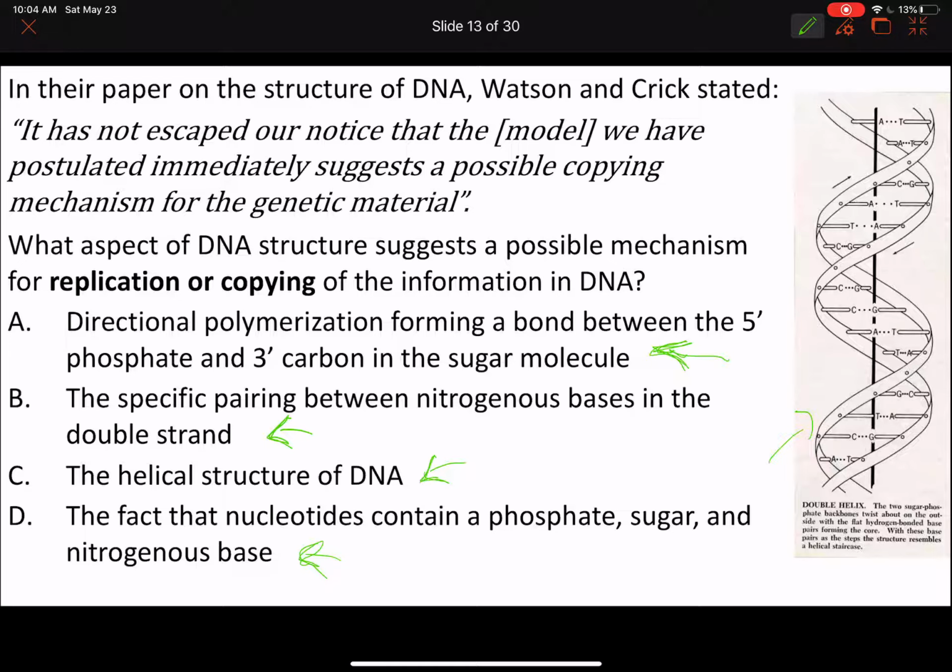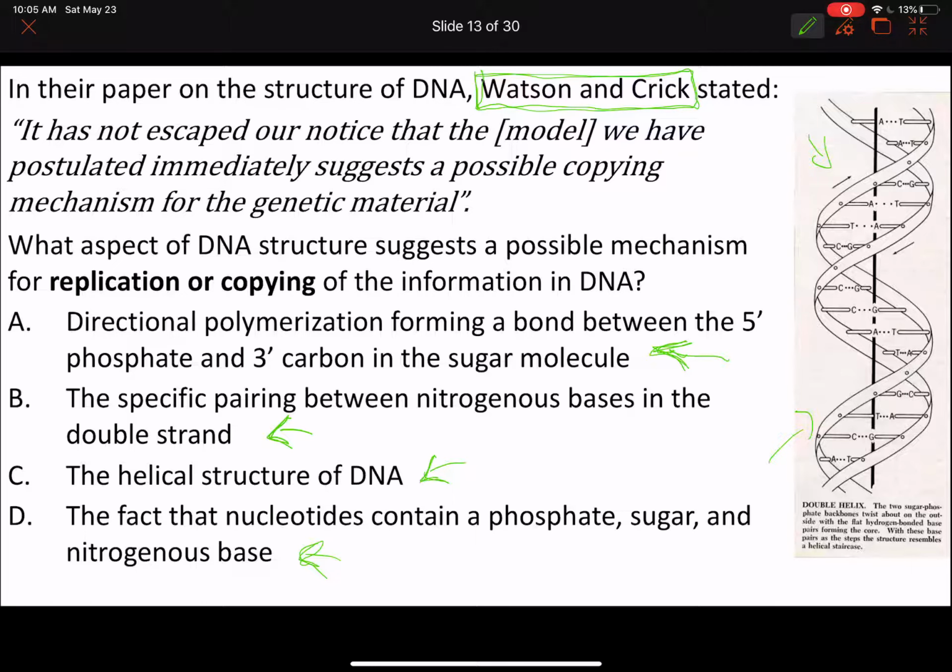But now I want you to take that information and think about it in the context of DNA as a molecule that codes for life, and the idea that all living things reproduce using DNA. And so you might be familiar with Watson and Crick, who won the Nobel Prize for describing the structure of DNA. And when they first figured out all of these things about DNA, they said, "It has not escaped our notice that the model we have postulated immediately suggests a possible copying mechanism for the genetic material."